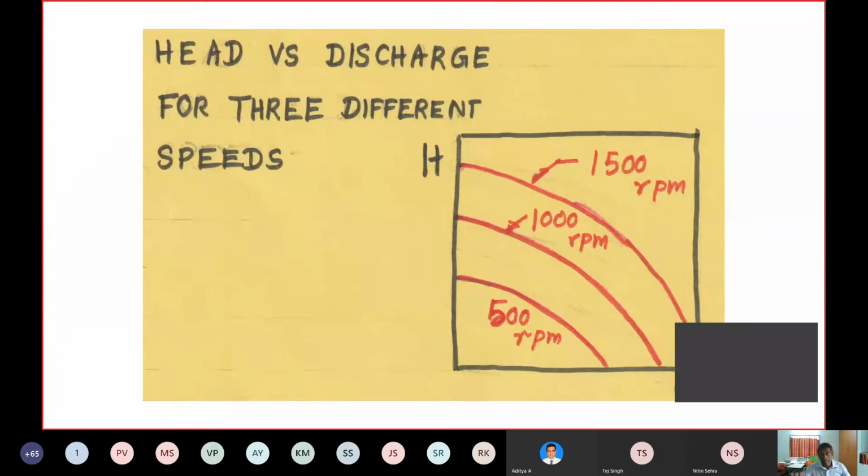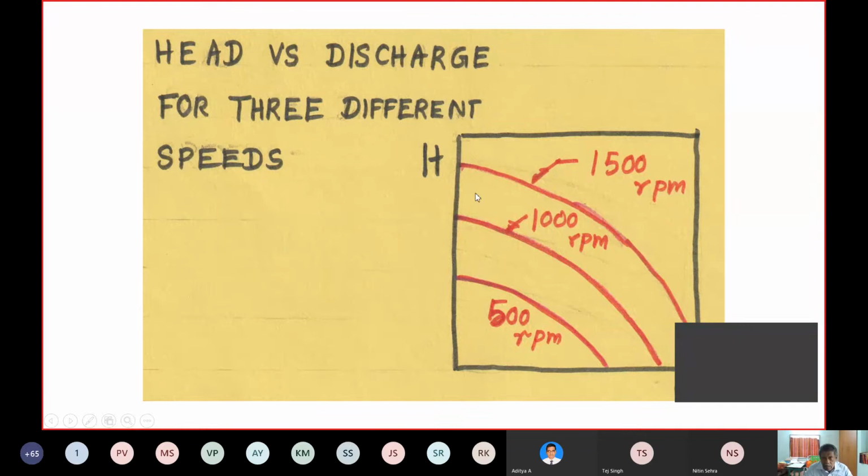Now the head versus discharge for 3 different speeds. So if you find out the head versus discharge for different RPM, you should have a method of varying the speed of the pump, or rather the speed of the motor. If you keep the speed at 500 RPM, you get the bottommost curve. So you have limited shutoff head, then the discharge is also limited.